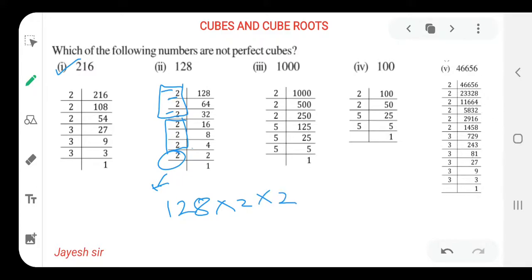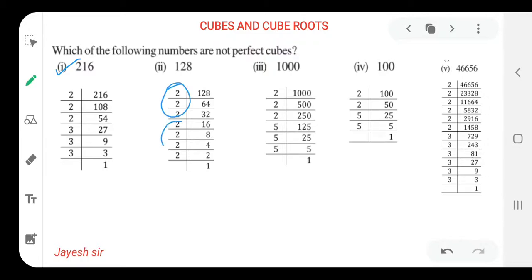If we multiply 128 by 4, we will get the answer 512, which would be a perfect cube of a number. I hope you all are getting it, but that has not been asked in our question. We just need to make groups of 3 and check whether all the factors that we are obtaining are in groups of 3 or not. If they are, then it is a cube, otherwise it is not a cube. Here we have seen these 3 are there, these 3 are there, this is not there, that means it is not a perfect cube.